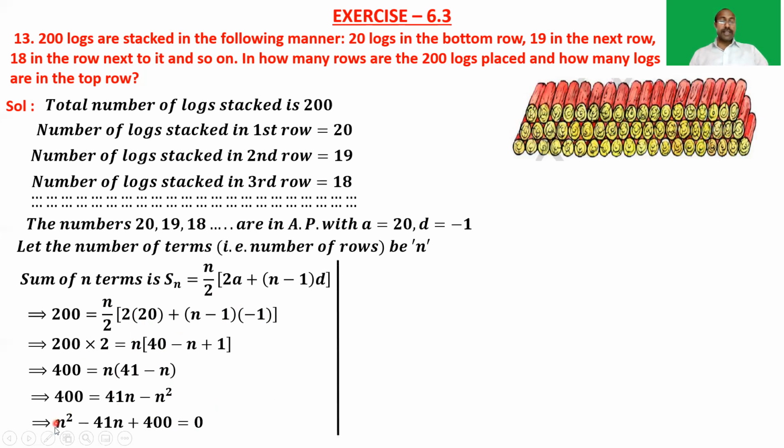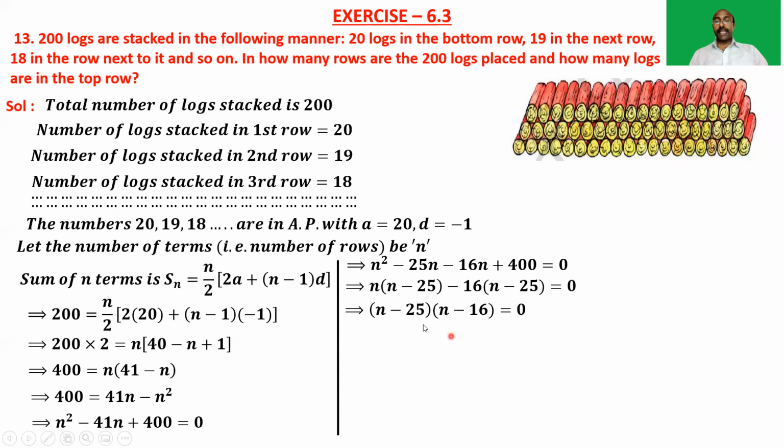And students, we can observe that this is a quadratic equation in the variable n, and we can solve this quadratic equation using the factors method. So we can split this minus 41 into minus 25 and minus 16, because minus 25 plus minus 16 is minus 41 and minus 25 into minus 16 is 400. By taking n common in the first two terms and taking minus 16 common in the second two terms, we get n minus 25 into n minus 16 equal to 0. And from this, we get n equal to 25 or 16.